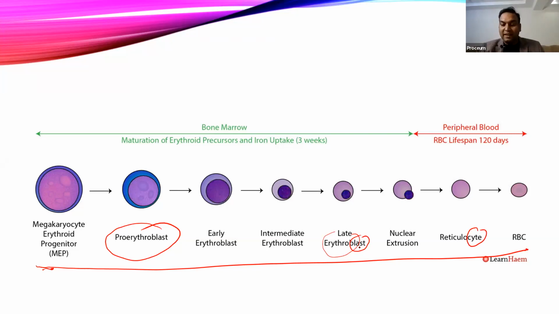Hemoglobin synthesis will keep increasing, and the hemoglobin content will keep increasing till the late erythroblast. Then the nucleus will be excreted out of the erythroblast, and now the reticulocyte will form. That is just the precursor of the mature RBC, and these cells will be released into the blood either as RBCs or in the form of reticulocytes.